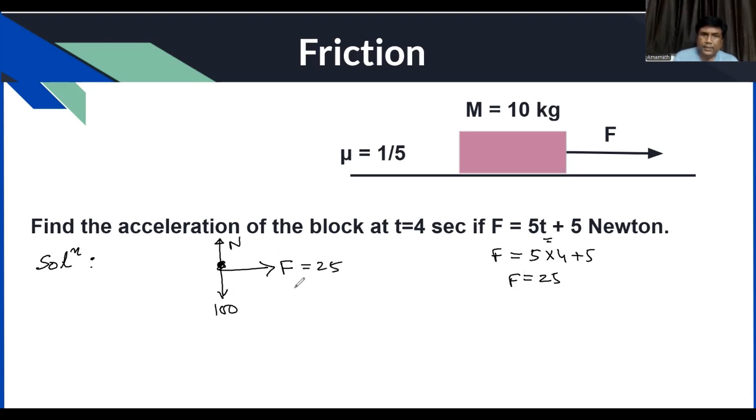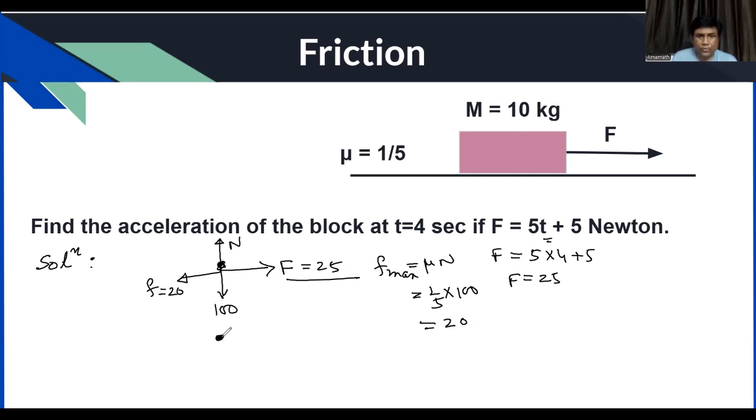Now I don't know the frictional force, so let me first calculate F max. F max will be mu into N. Mu is 1 by 5 and N is 100, so it is 20. You see, applied force is more than the maximum frictional capability, so obviously the object will move. Here the frictional force will be 20 only.